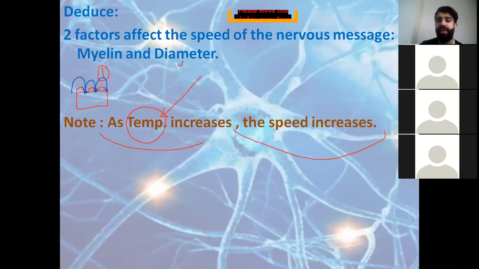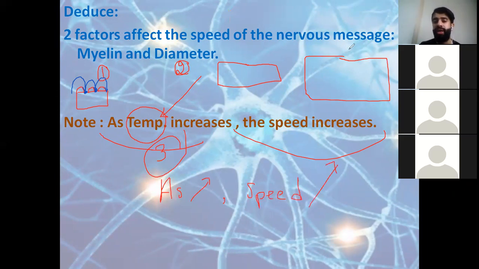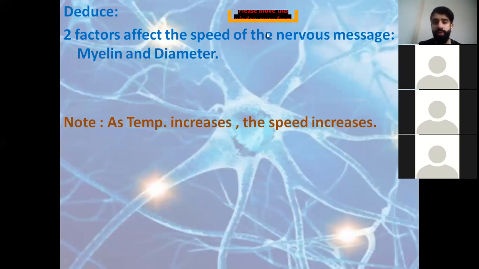The second factor was the diameter. If we have 2 fibers, this is the first one, and this is the second one. The larger diameter has a higher speed, or faster propagation of the nervous message. The third one is the temperature. As the temperature increases, the speed of propagation of the nervous message increases too. This is related to the propagation of the nervous message. So here we have 3 important factors, but in this document D, they are talking about only 2 factors.